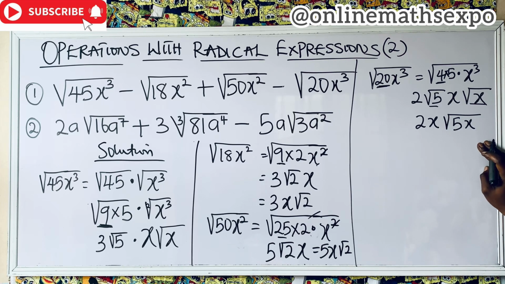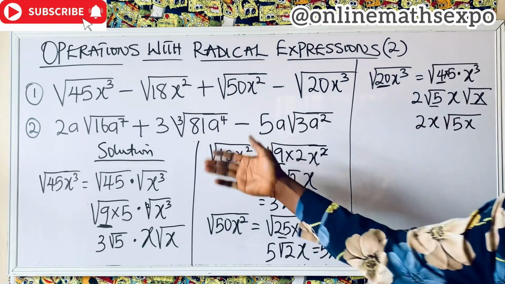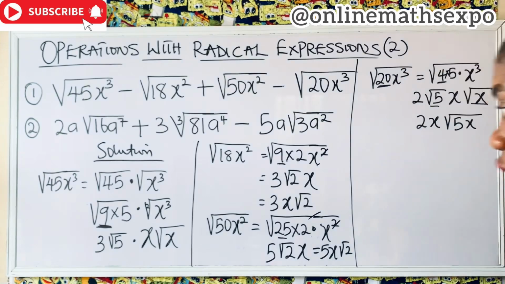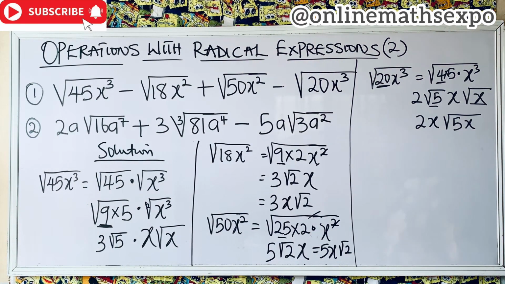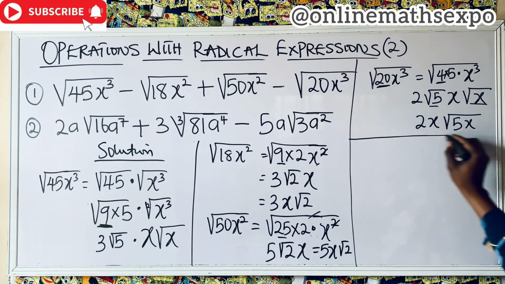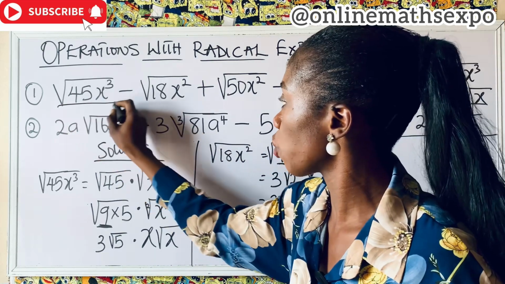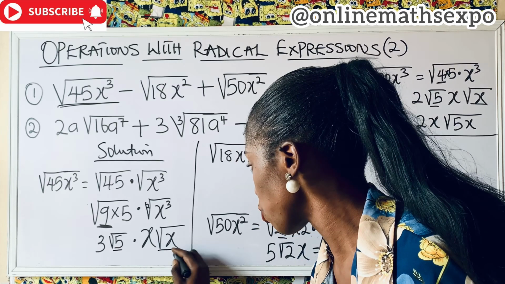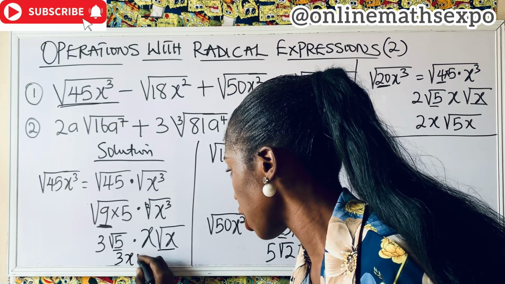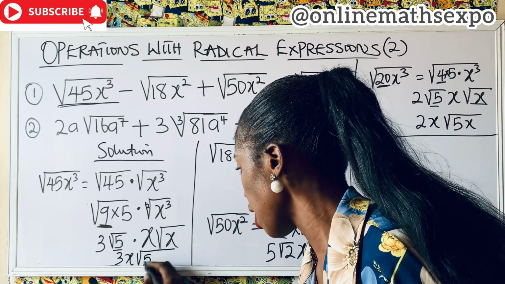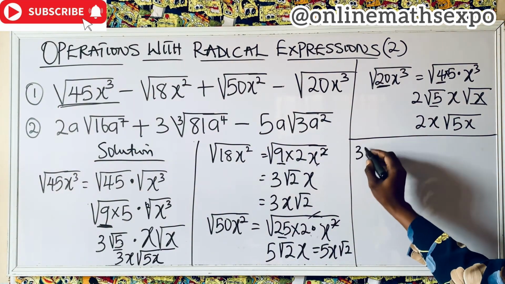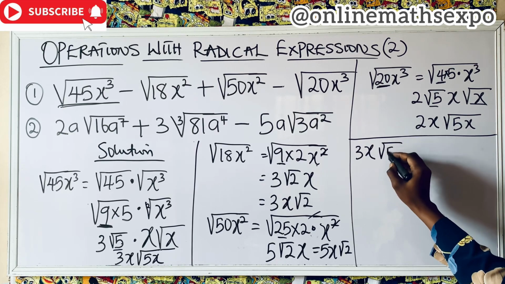Did you see that? So what do you do next? We now gather what we have together. If we gather it together, for this, what do we have there? If you finally simplify this so that the ones in the root will be together, we are going to have 3x root 5x. Did you see that? So for this is what we have, which is 3x root 5x.